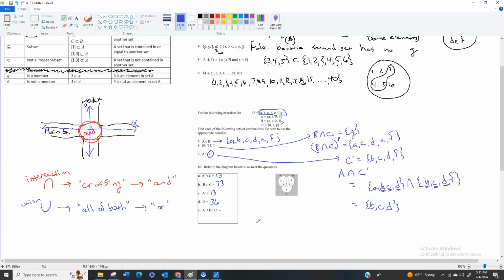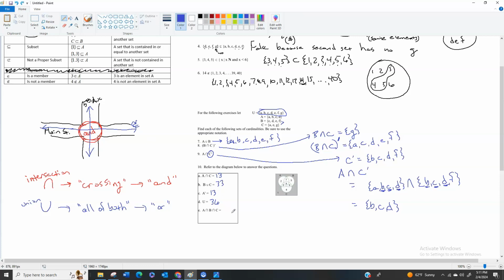Okay, and then A intersect B intersect C. That's actually one of the easiest things where all the circles intersect. That's right here in the middle. So where the A circle, the B circle, and the C circle intersect. That's just 8.